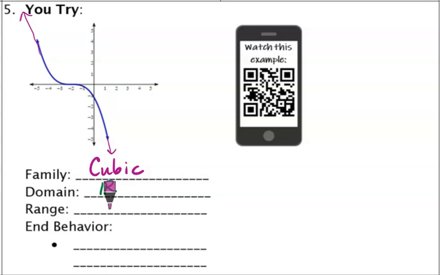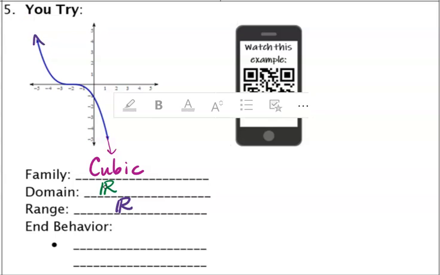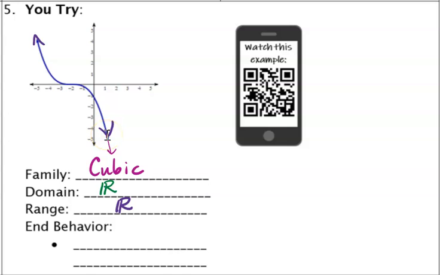When you look at the range, that one is going to be all real numbers also. And the reason is because I have two arrows, and one is facing up and one is facing down. So when you have two arrows and they're facing opposite directions, one up, one down, then that means the graph would go up and down forever and ever. So that means your range is all real numbers.